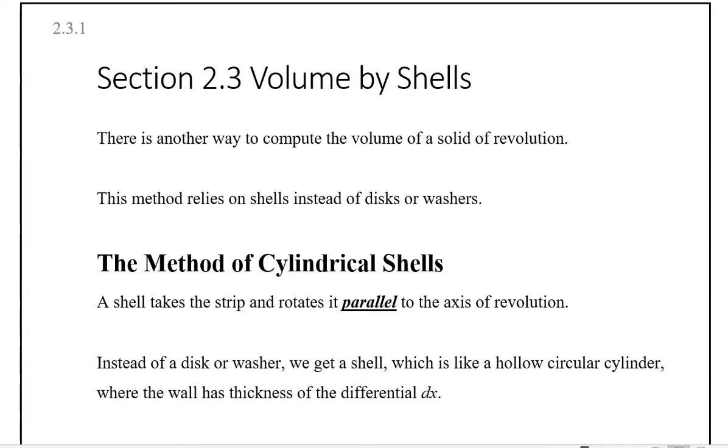Let's see what we mean by a shell. A shell takes the strip, or the thin rectangle that is drawn, and rotates it parallel to the axis of revolution, or the axis of rotation. In this way, it creates, instead of a disk or a washer, a shell, which is like a hollow circular cylinder where the wall has thickness of the differential dx. If we rotate around the other axis, the differential, of course, would be dy.